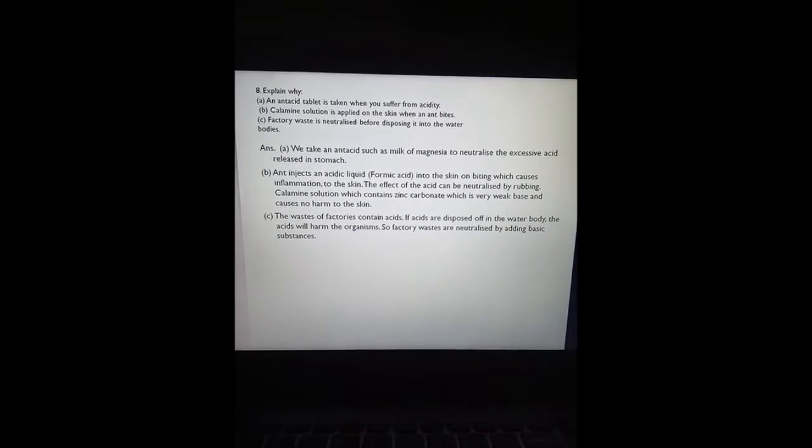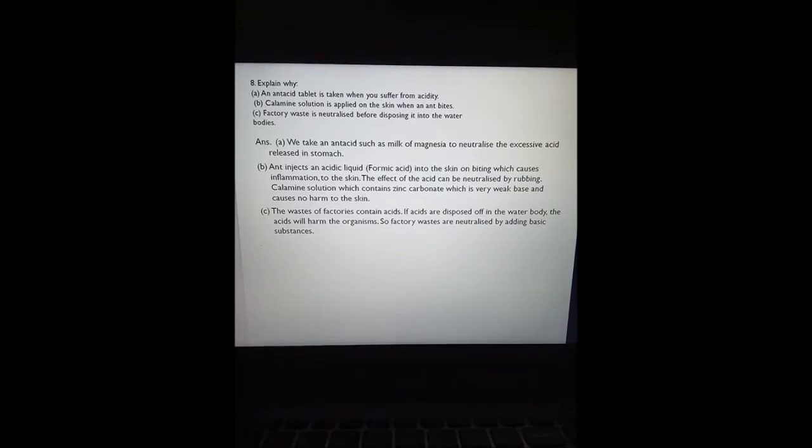The third one is: factory waste is neutralized before disposing it into the water bodies. Factory waste should be neutralized because it contains acidic substances which may harm water bodies. If it's neutralized, it will not cause any harm to the water bodies or the organisms. Several organisms live in the water bodies, so those will also be protected if factory waste is neutralized.